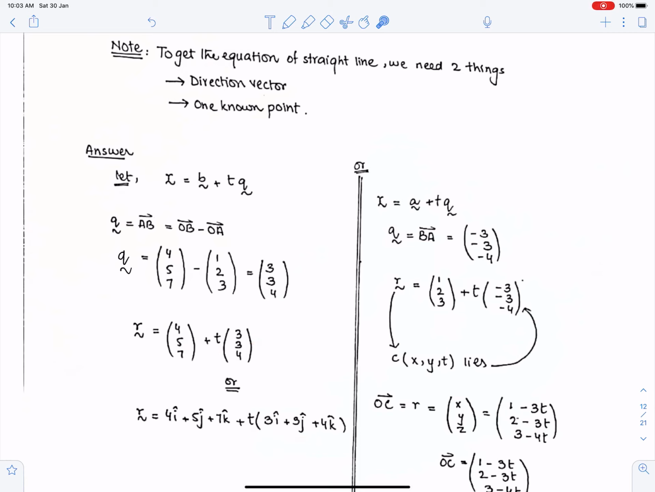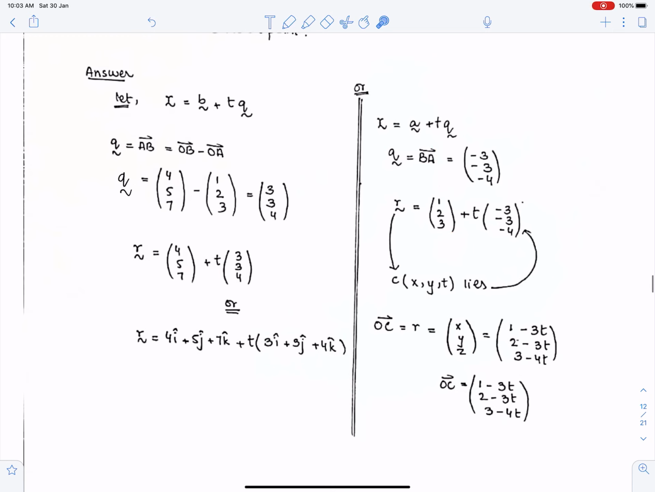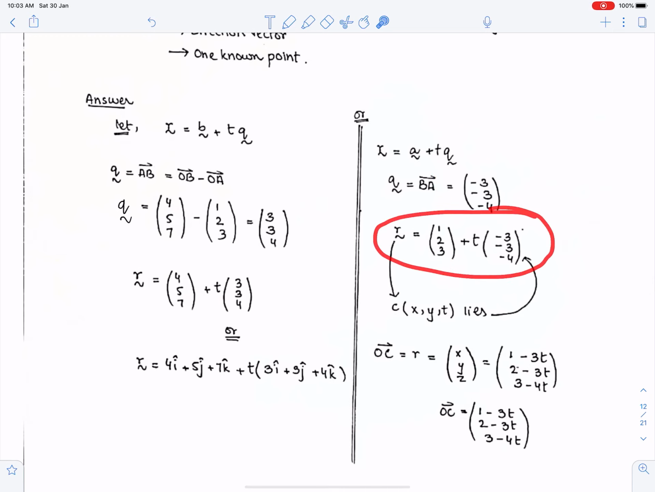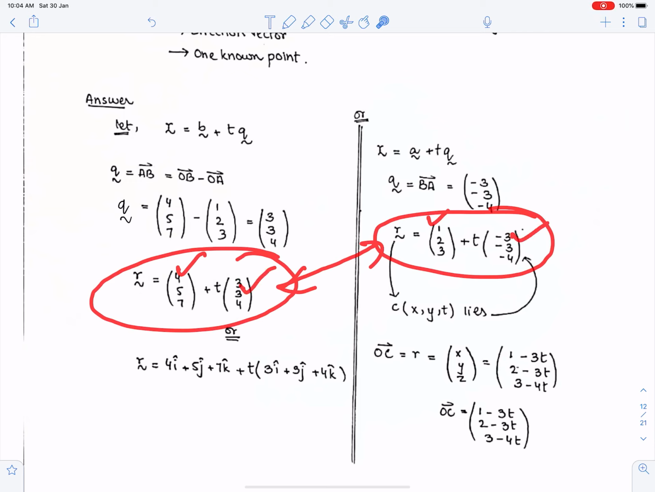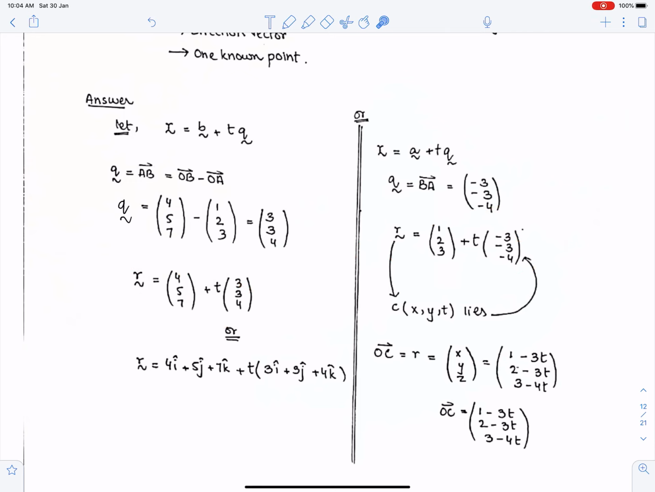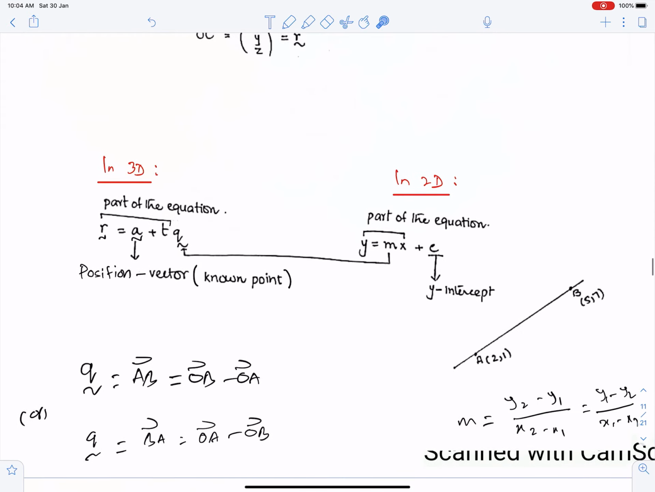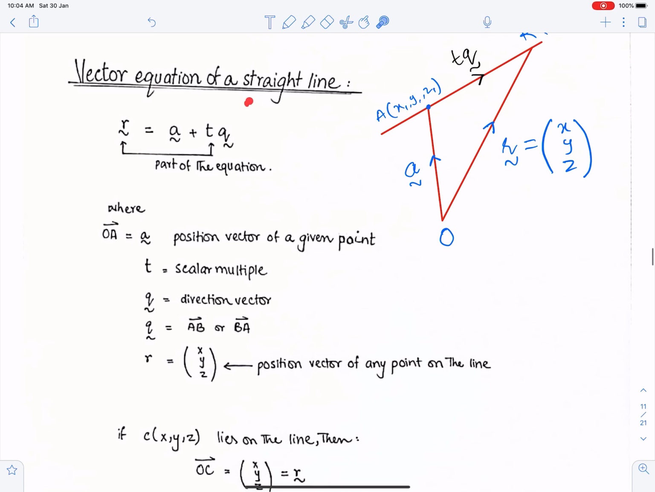What if someone is using this formula for q, then he would get this vector. And if he is using the point A, then he needs to write the coordinates of A here in position vector form. So his equation would be like this. These two equations are same. Why? Because these 2 points are on the line and these two vectors are multiples. I discuss this thing after discussing this thing, vector equation of a straight line.